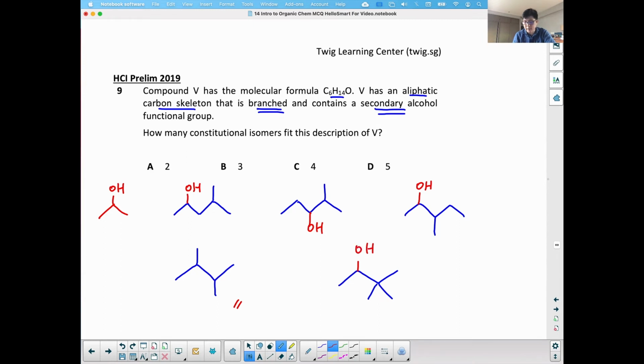All right, so this becomes a secondary alcohol. Okay, so I've actually drawn how many? 4 of them. So that's why the answer is C. Okay, let's look at the next question.